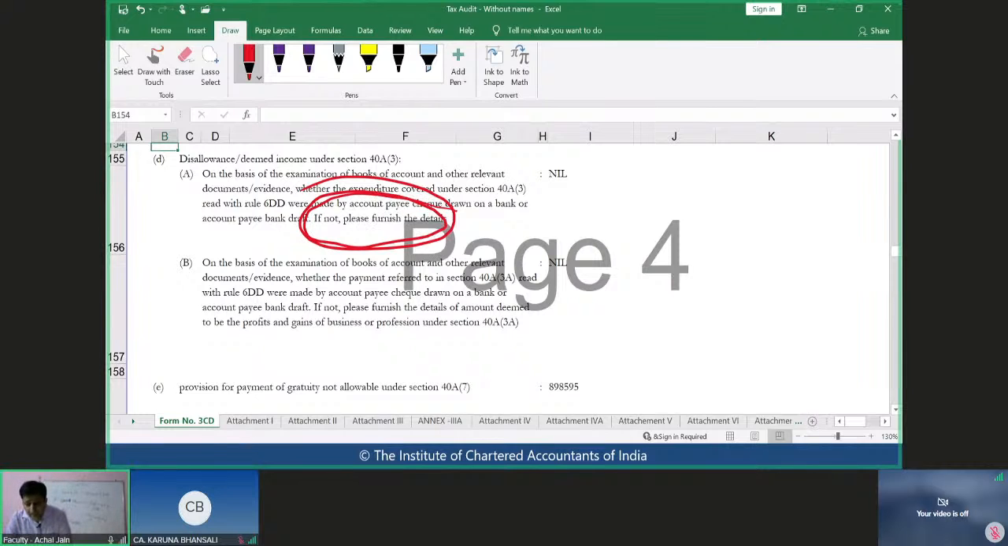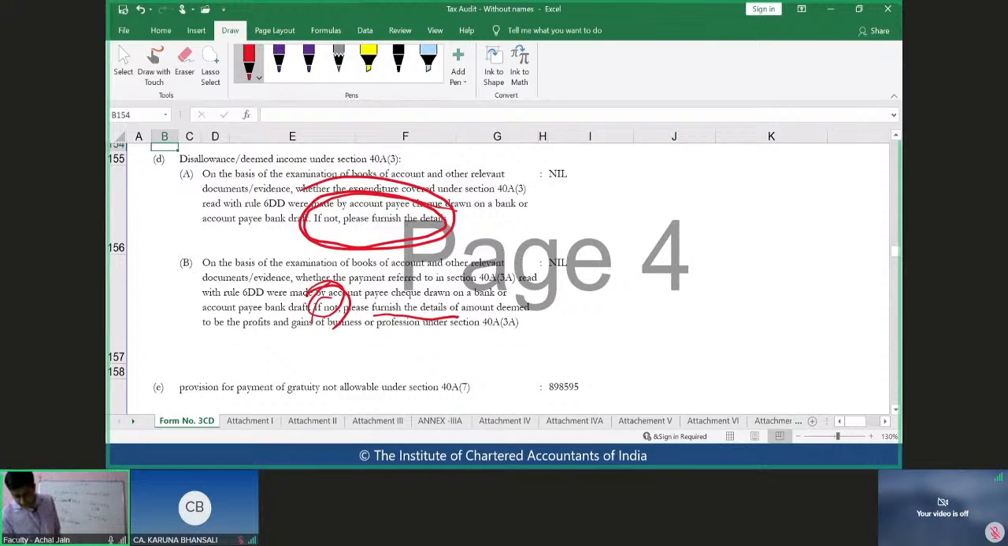And let's read the B point along with this. Then we'll discuss both of them together. On the basis of examination of books of accounts and other relevant documents, obtain the evidence whether the payment referred to in 40A 3A read with rule 6DDE were made by account payee cheque or a bank or account payee draft. If not, furnish the details of amount deemed to be profits and gains of the business or profession under this section 40A subsection 3A.